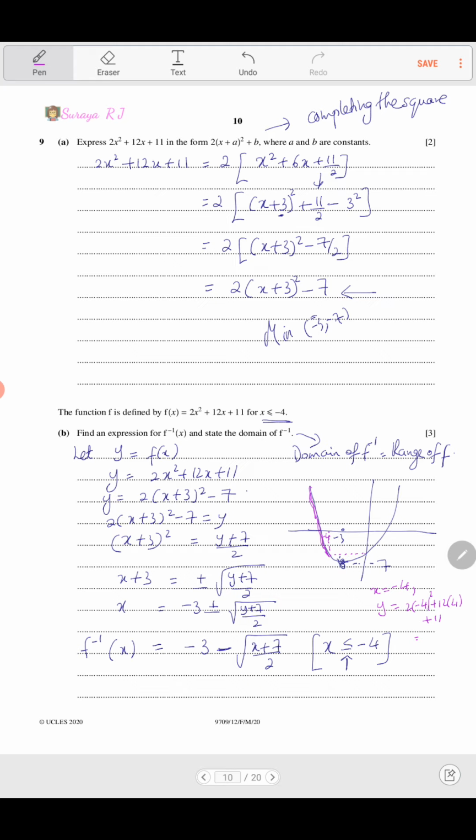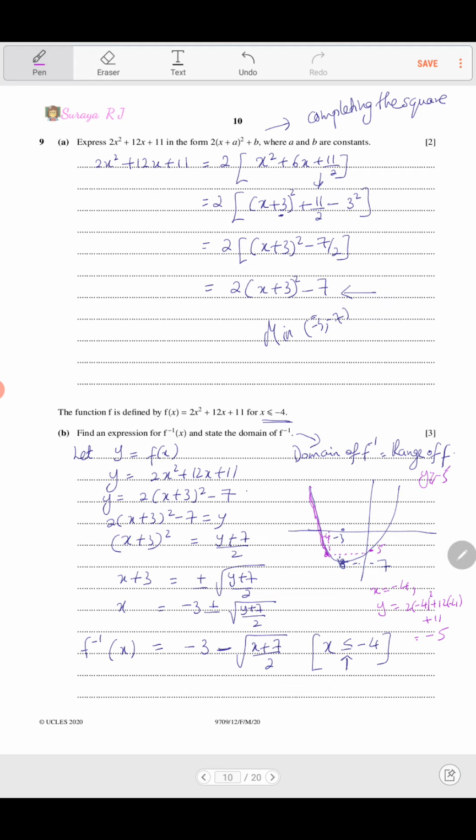This gives us 32 minus 48 plus 11. This is minus 5. So this y value is minus 5. Therefore, the range of f is all these values, y greater than minus 5. So for this part, it is y greater or equal to minus 5.